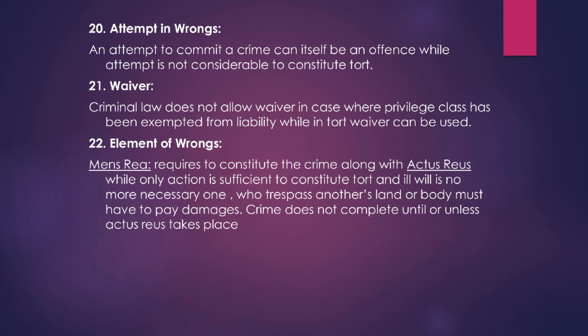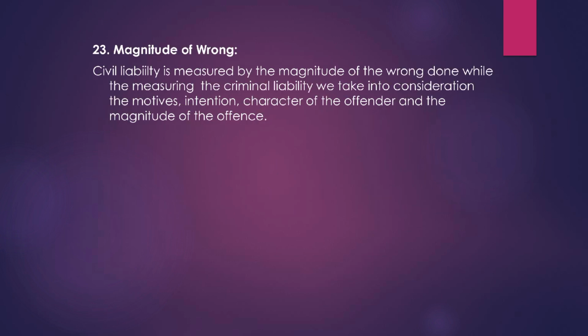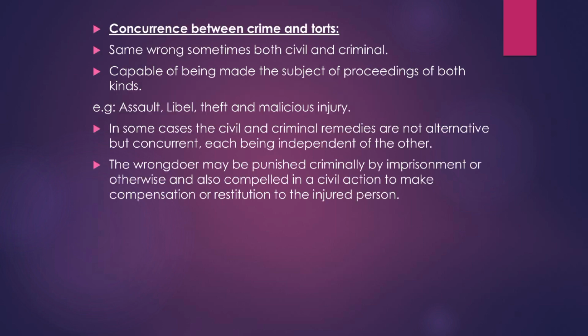Mens rea is required to constitute the crime along with actus reus, while only action is sufficient to constitute tort, and ill will is no more necessary. One who trespasses on another's land or body must pay damages. Crime does not complete unless actus reus takes place. 23. Magnitude of wrong: civil liability is measured by the magnitude of the wrong done, while in measuring criminal liability, we take into consideration the motives, intention, character of the offender, and the magnitude of the offense.